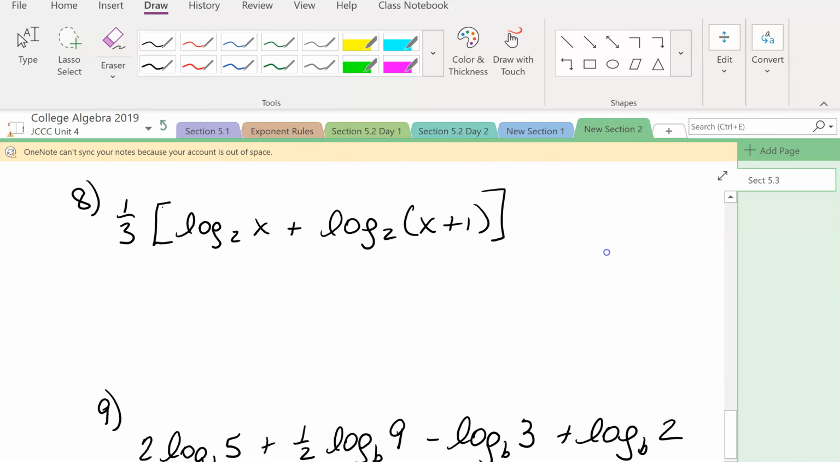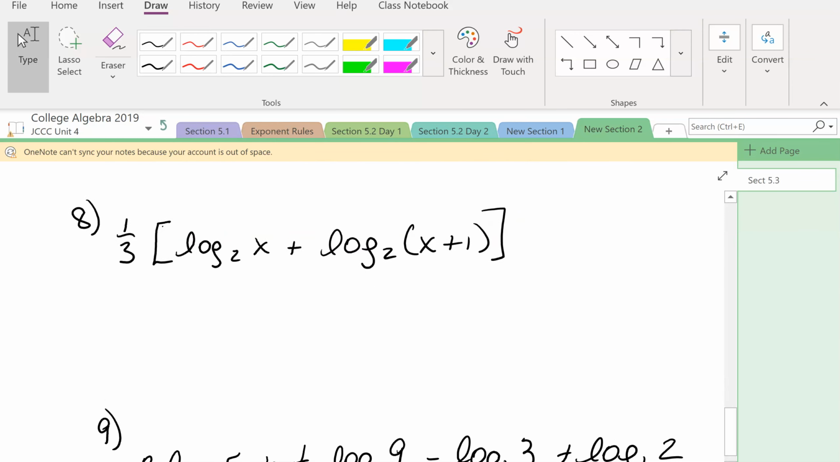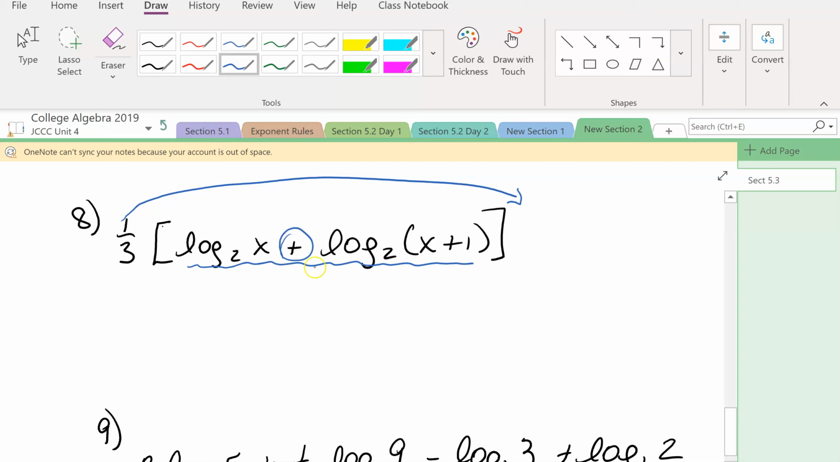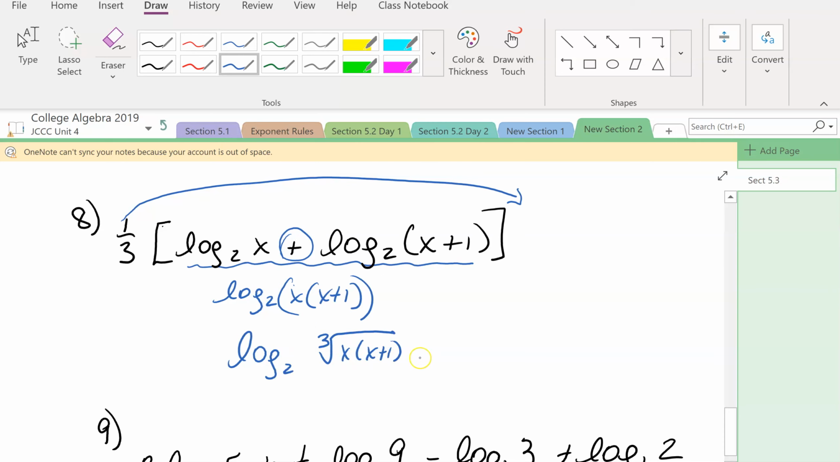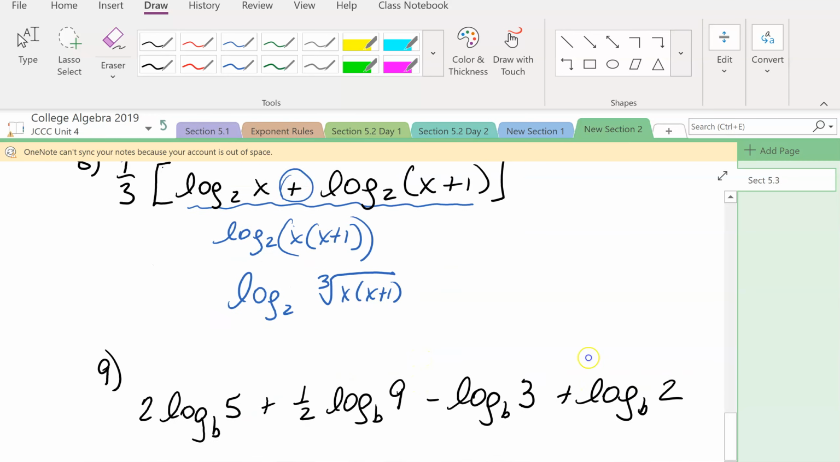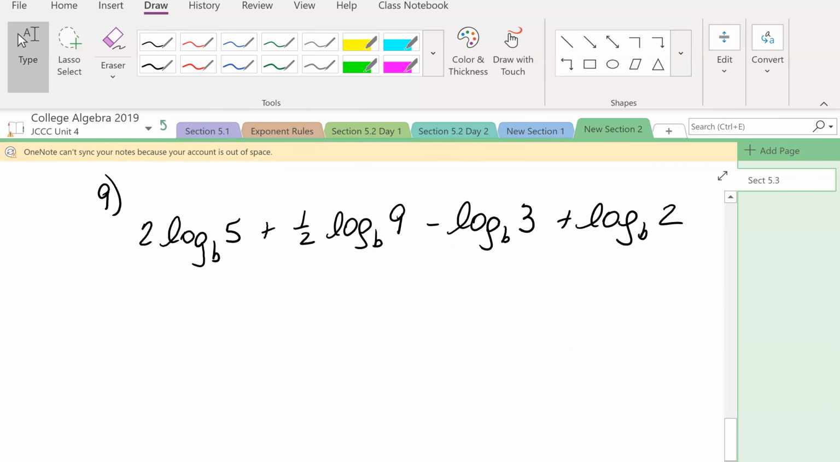Okay, then number 8. Okay, so this is a big one. We're going to float that butterfly all the way up. Okay, now look inside here. The addition tells you to multiply your arguments. Okay, so now I've got this big argument here. And then the 1/3 is the same thing as a cube root. So it's the cube root of x plus 1. And then you're done.